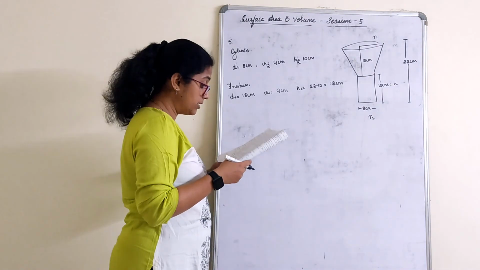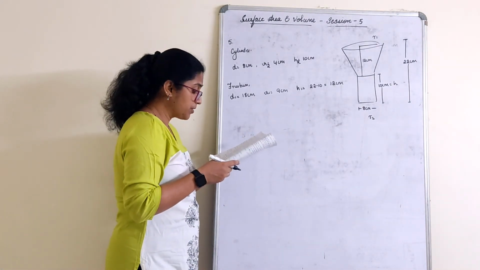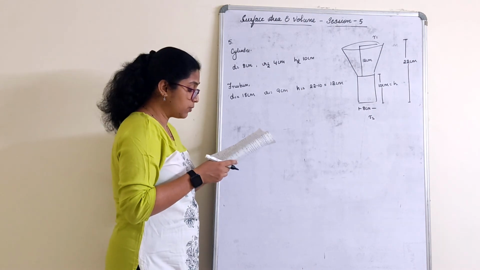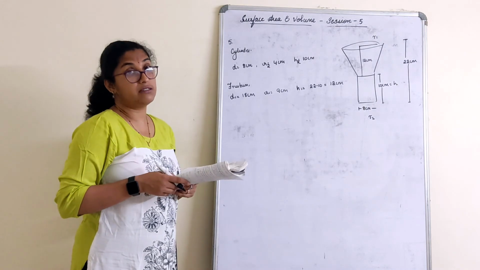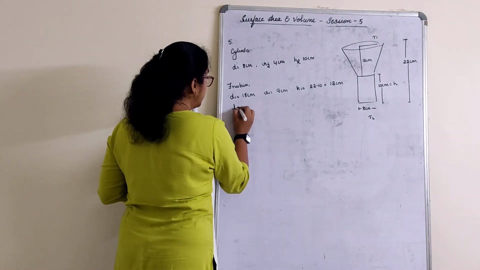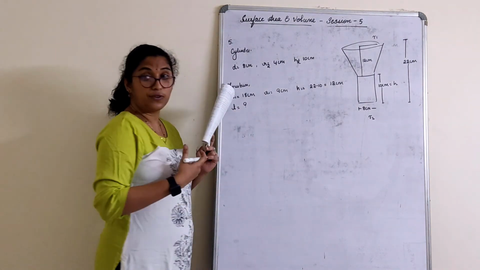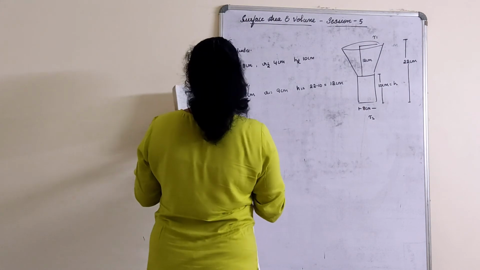We also require, what we have to find here, everything is written. Find the area of the tin sheet required to make the funnel. Now the area of the tin sheet required is the CSA. How much area is required? That means you need to find L also here. So let's first find the L part, that is the slant height part.